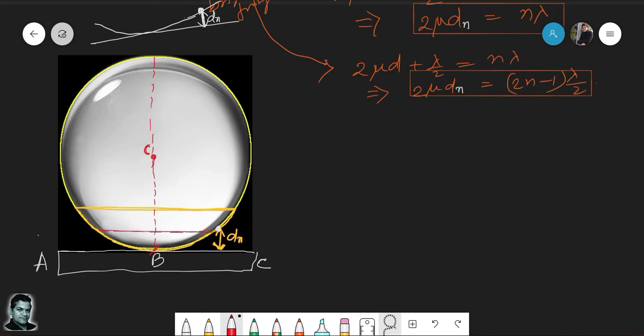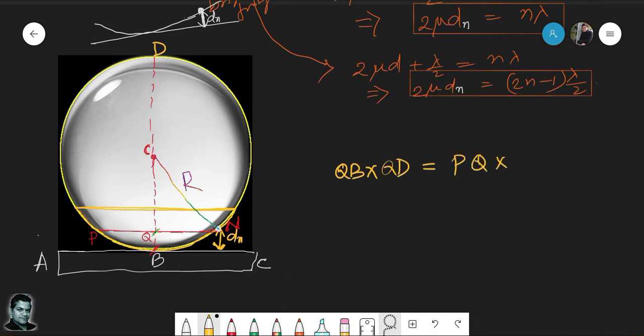Now let us form some geometric diagrams. Let's say this point is P, Q, and this point here is N. Now this is the radius of curvature of this convex surface, or the radius of curvature of the sphere.